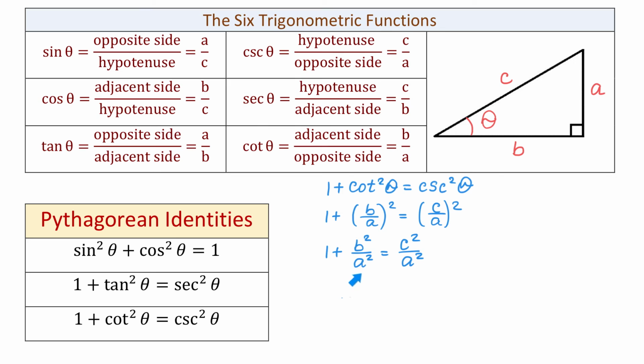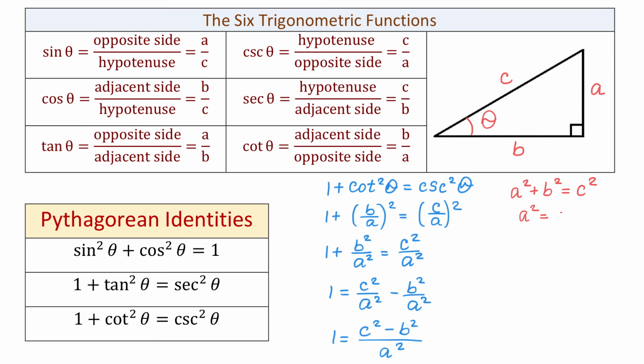From here we will move this fraction to the right and we will have that 1 equals c squared over a squared minus b squared over a squared. Then let's subtract the fractions and have c squared minus b squared over a squared. Now again we will use the Pythagorean theorem a squared plus b squared equals c squared, and we will solve it for a squared. So if we subtract b squared on both sides, we will get that a squared equals c squared minus b squared.